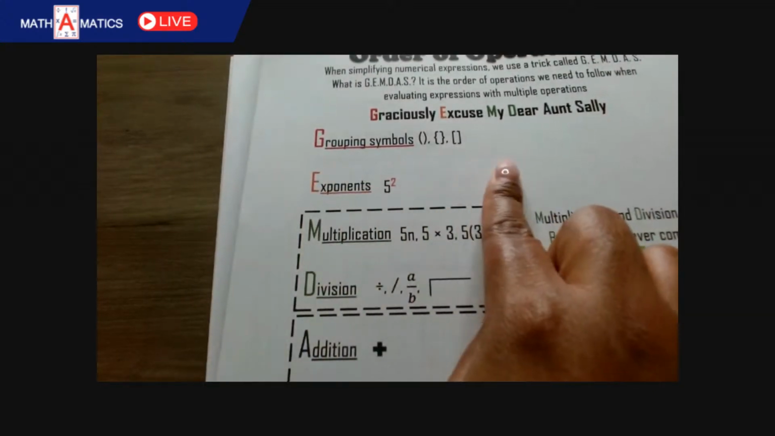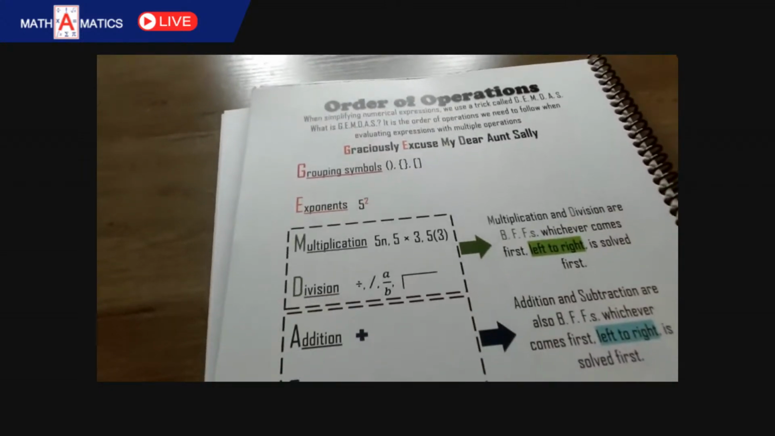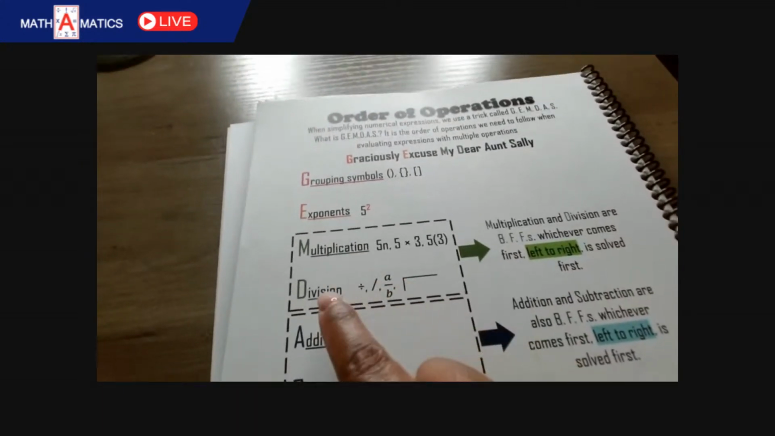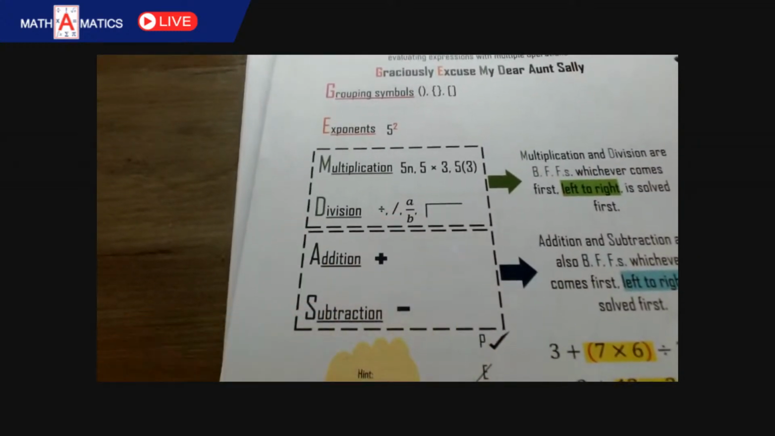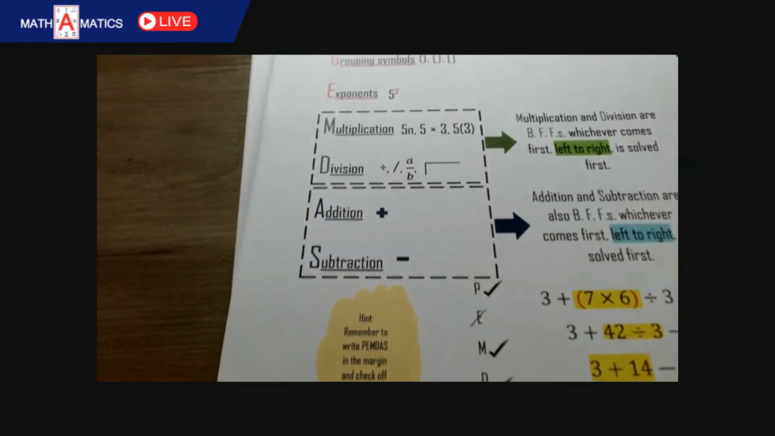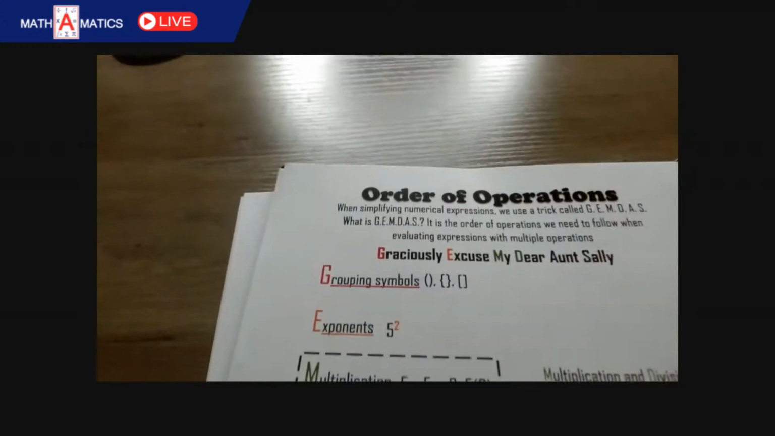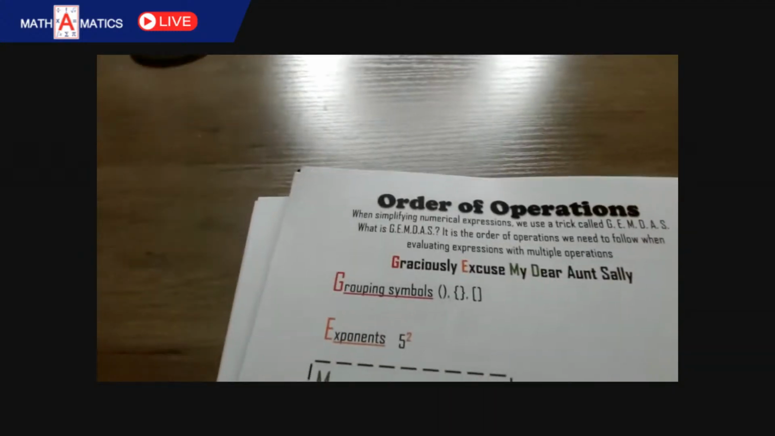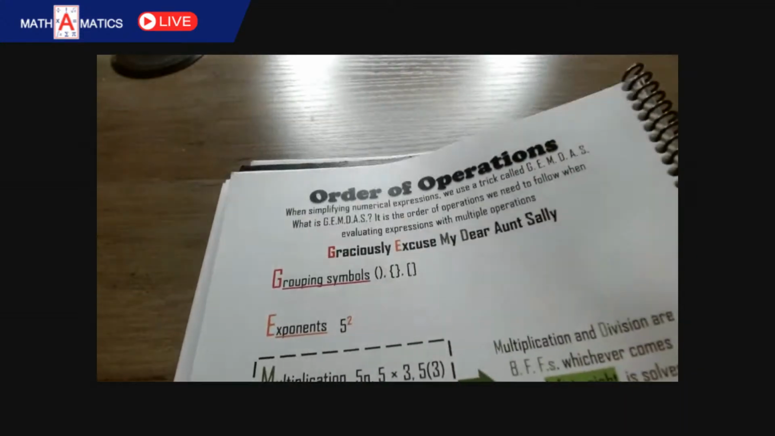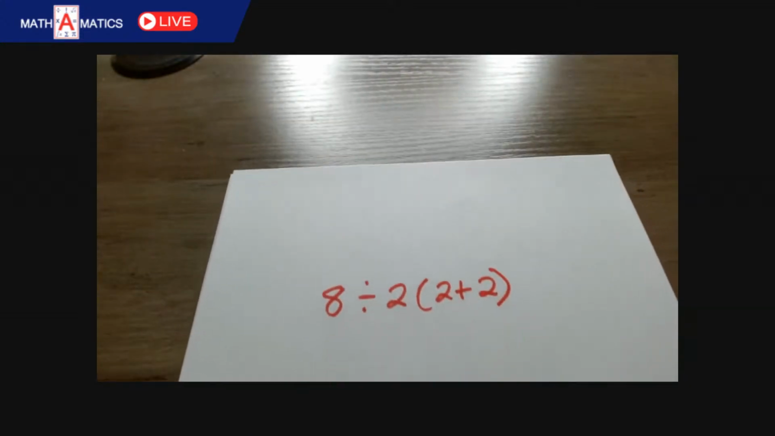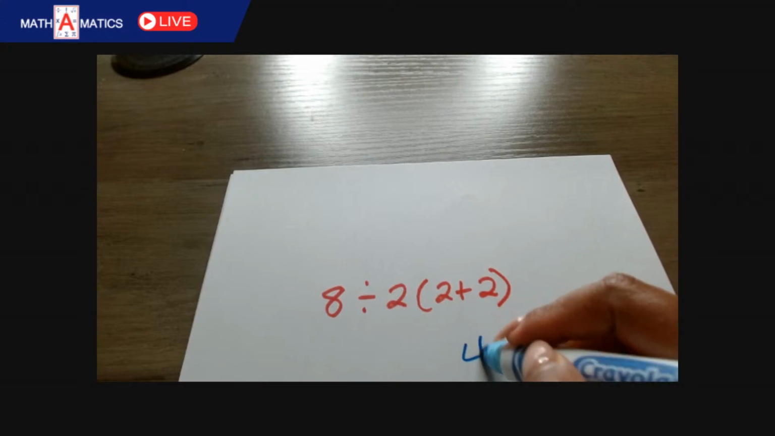So it stands for groupings and symbols, our exponents, multiplication and division. And when multiplication and division, they're really at the same part. So it's left to right, and addition and subtraction. So as we do the problem tonight, we are going to be referencing this page and our steps. So first, the G for groupings. Well, we have a parentheses here of 2 plus 2. So we're going to do that first, which is 4.